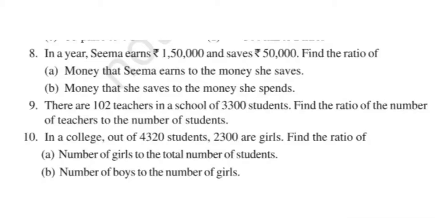Now see question number 8. In a year, Seema earns rupees 1,50,000 and saves rupees 50,000. Find the ratio of number A, money that Seema earns to the money she saves, and number B, money that she saves to the money she spent.